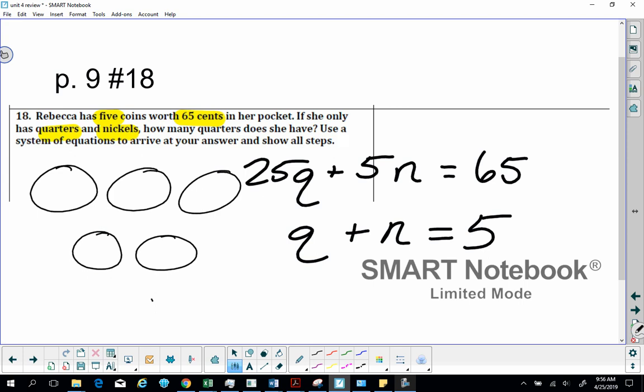Tyreek, how many quarters do you think she has? Just guess. 2? Okay. So he's guessing that she has 2 quarters. So in 2 of your circles, put 25. And the rest of them would be nickels, so they're worth 5 cents. So for the rest of them, put 5. Count up your money. How much money does she have? 65.